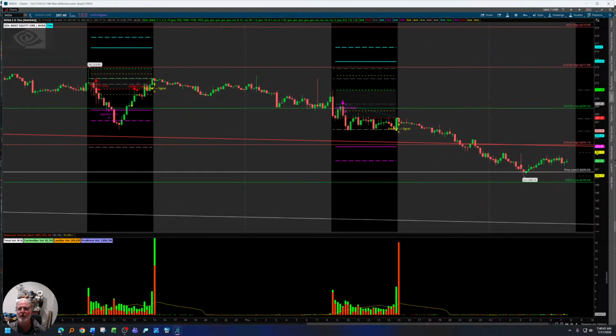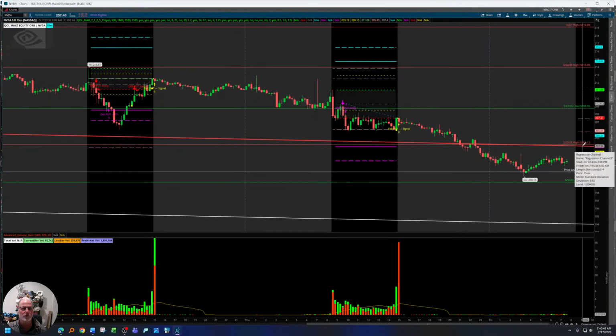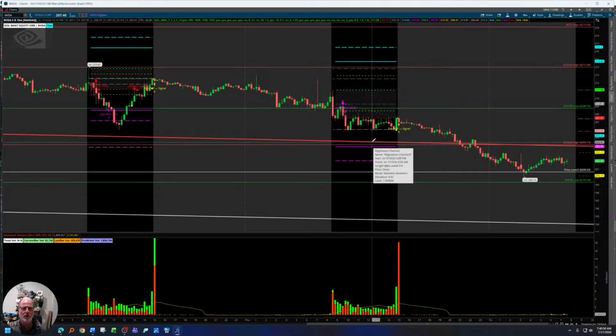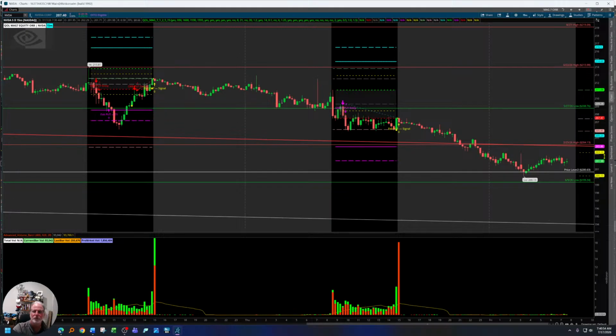NVIDIA. Gotta get above 204.13 in order to continue to push higher. If not, you could possibly use this as a break and retest level. It is a higher end regressional trend line that we lost here. It's a short regressional trend line that I drew from May 14th of this year. We are holding this 203 level right now in pre-market, which is good.